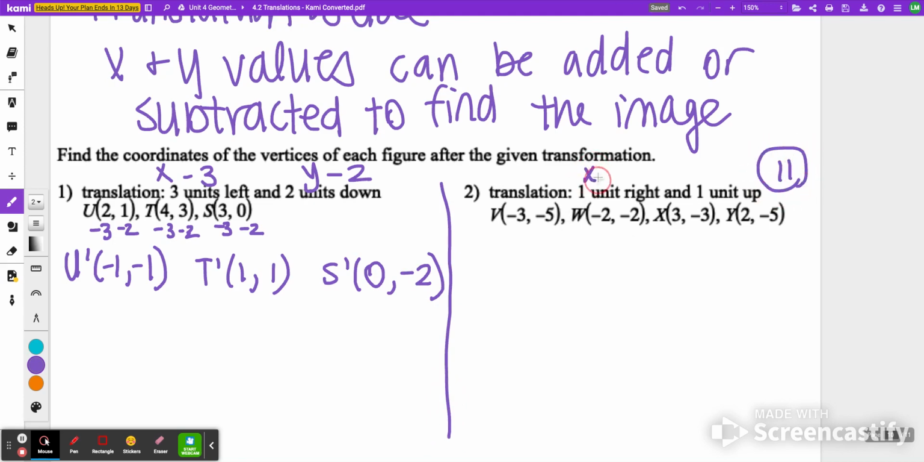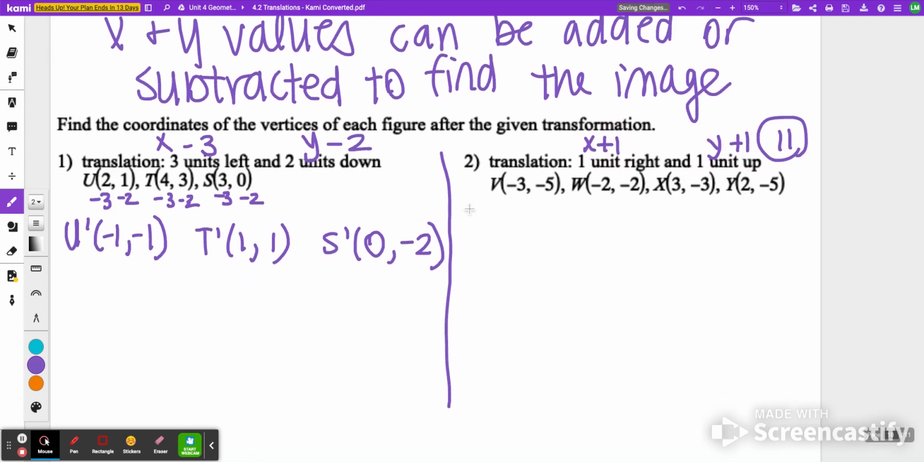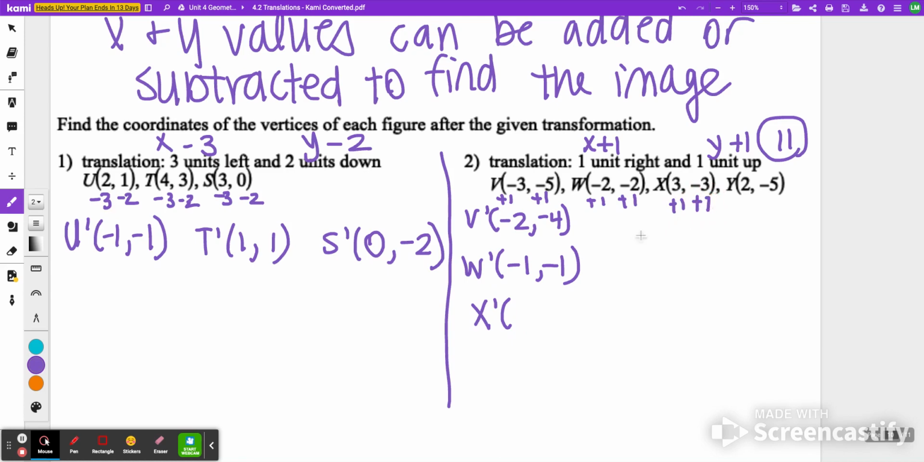1 to the right means x plus 1, and 1 up means y plus 1. All right, so v prime, I'm going to add 1 and add 1 to x and y. -3 plus 1 is -2. -5 plus 1 is -4. For w prime, add 1 to -2, add 1 to -2. I get -1, -1. X prime, add 1 to 3, add 1 to -3. I get 4, -2. And y prime, add 1 to 2, and add 1 to -5.